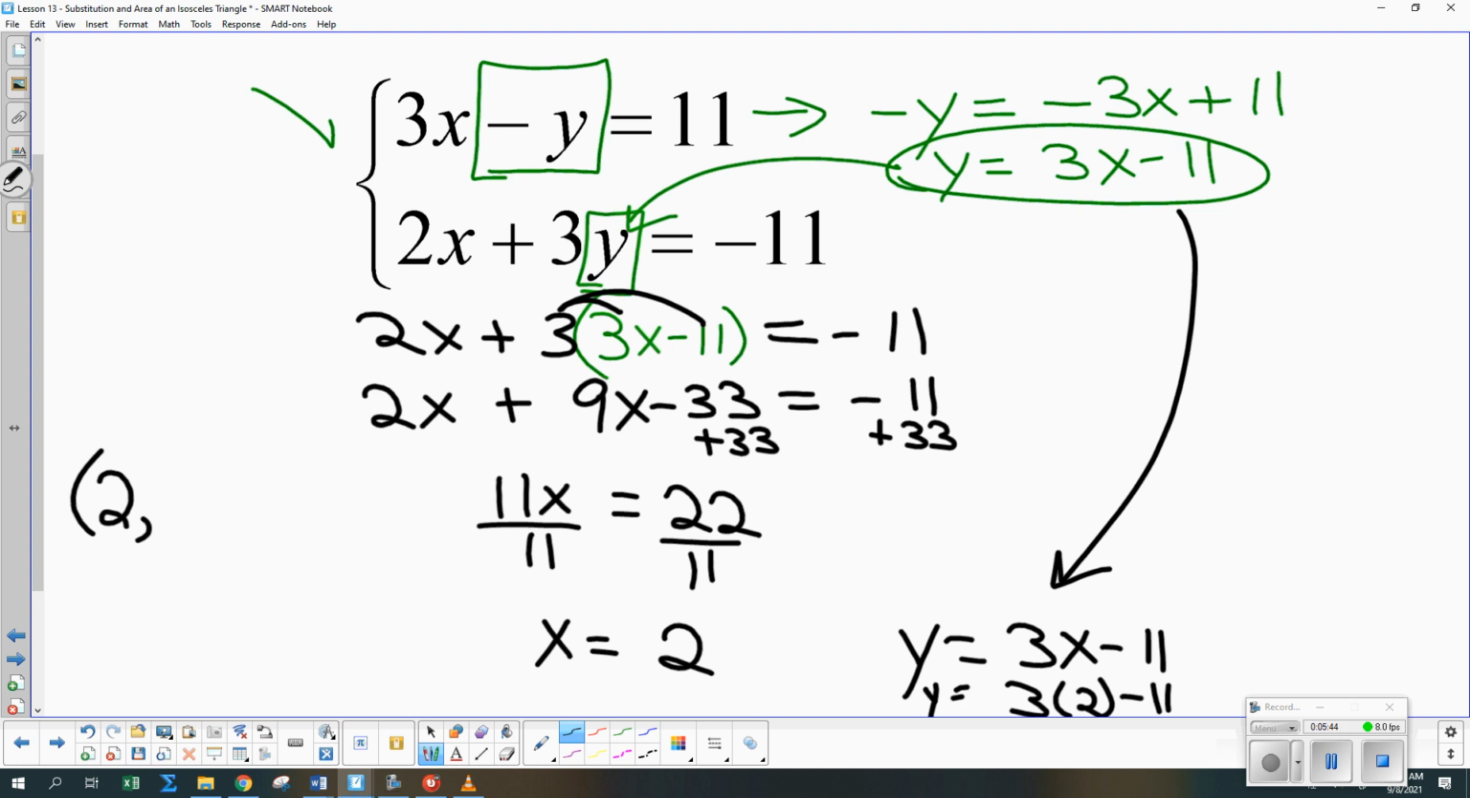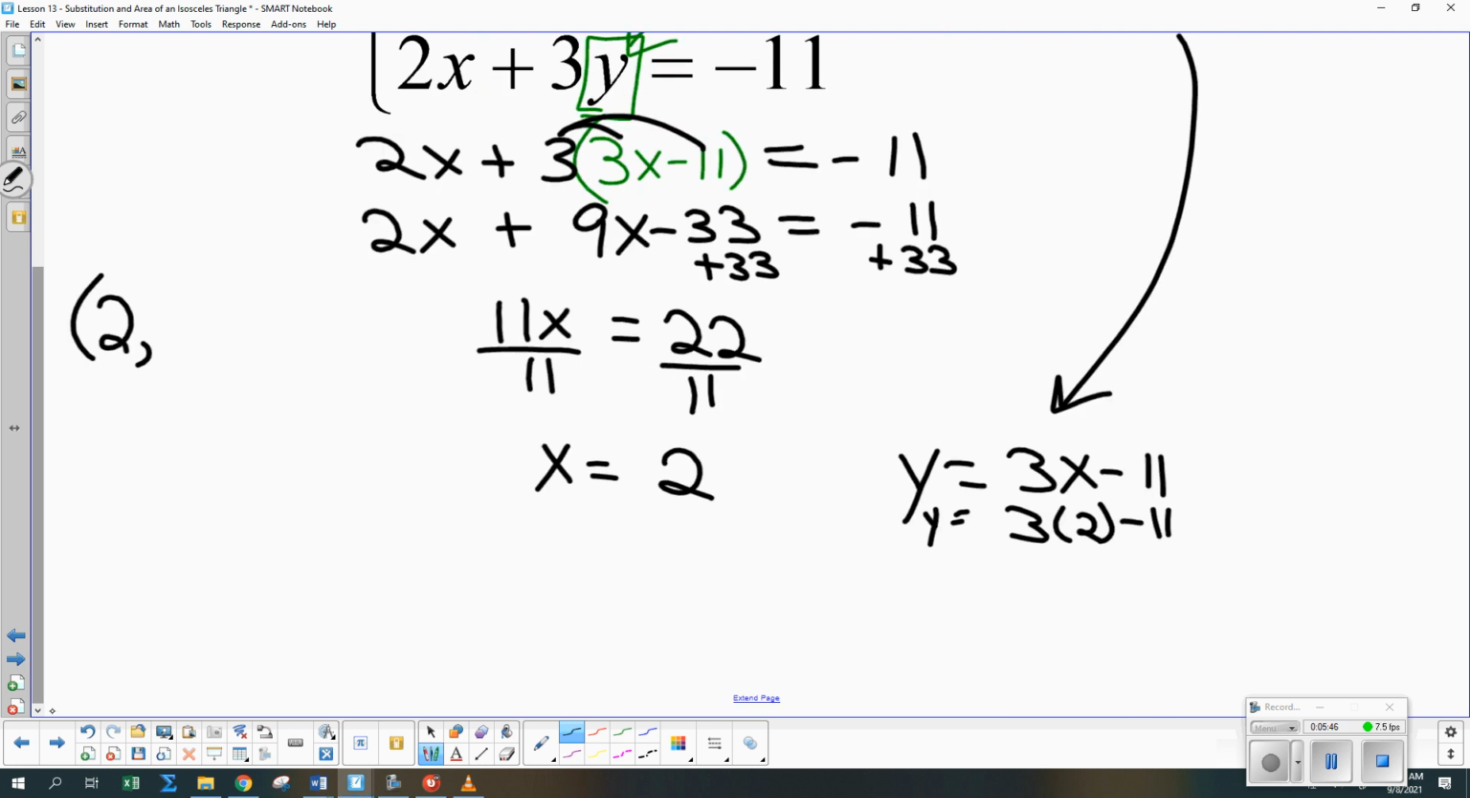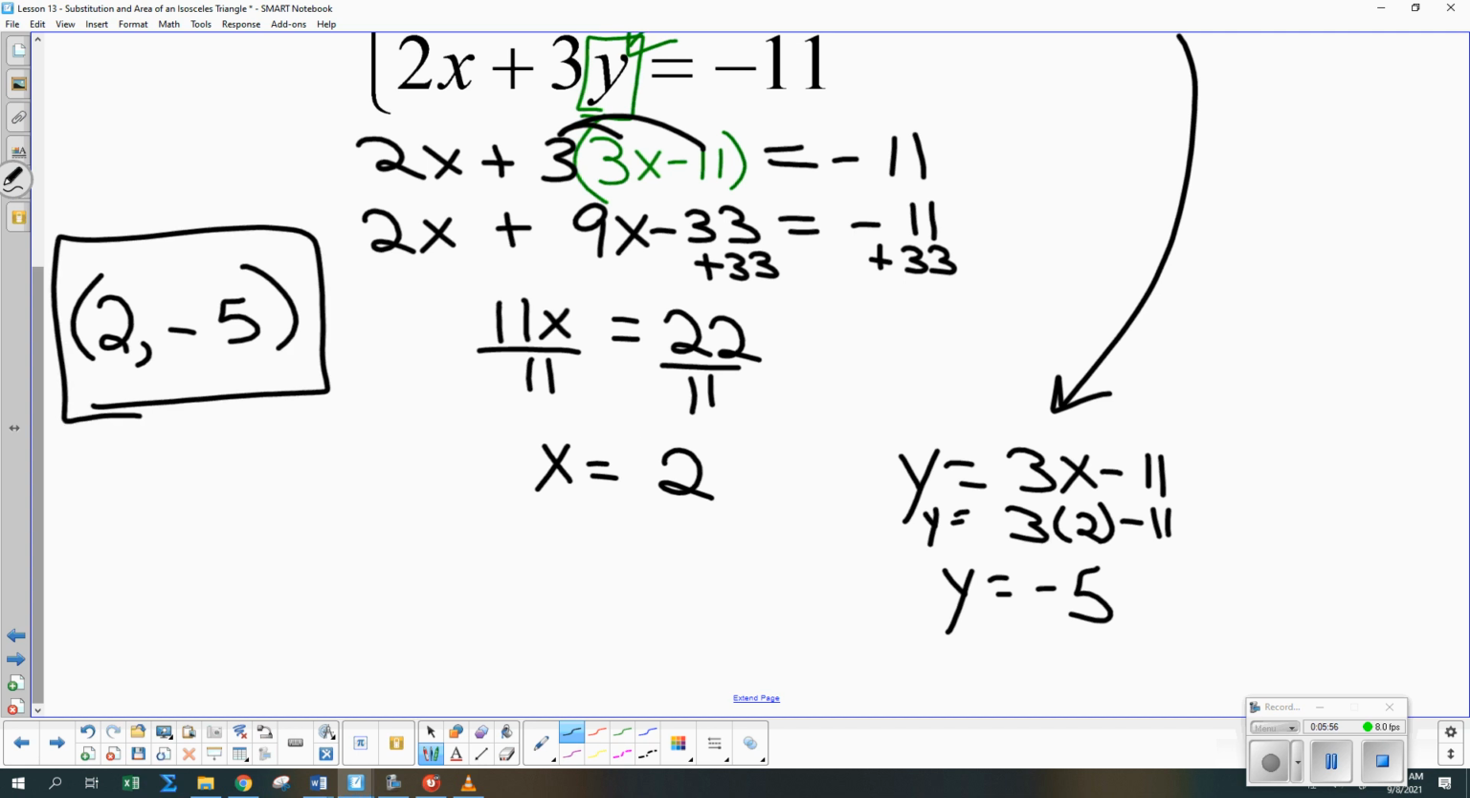So I plug that in. 3 times 2 is 6, minus 11 gives me negative 5 for my y. So my ordered pair is (2, -5).